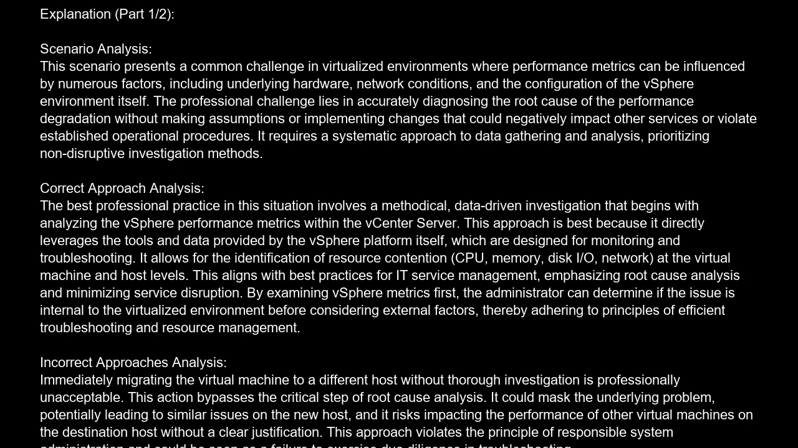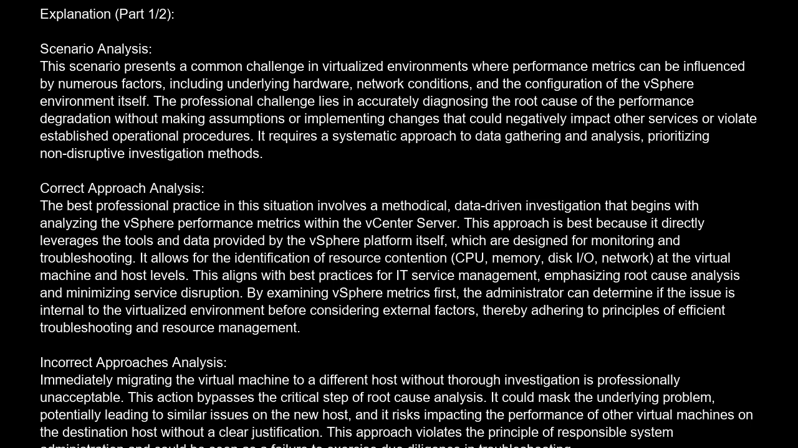Incorrect approaches analysis. Immediately migrating the virtual machine to a different host without thorough investigation is professionally unacceptable. This action bypasses the critical step of root cause analysis. It could mask the underlying problem, potentially leading to similar issues on the new host, and it risks impacting the performance of other virtual machines on the destination host without a clear justification. This approach violates the principle of responsible system administration and could be seen as a failure to exercise due diligence in troubleshooting.